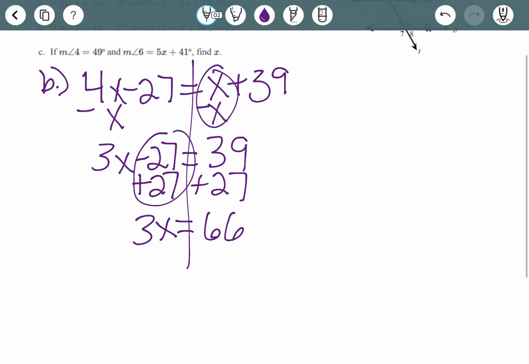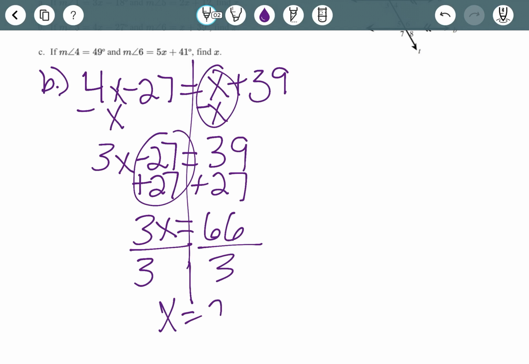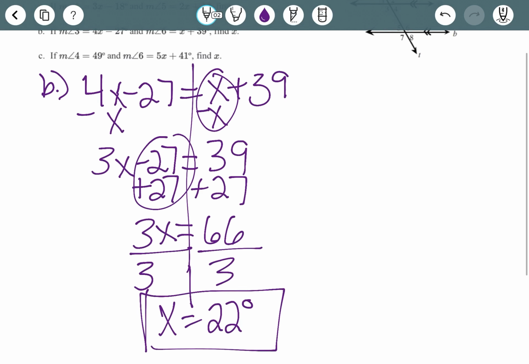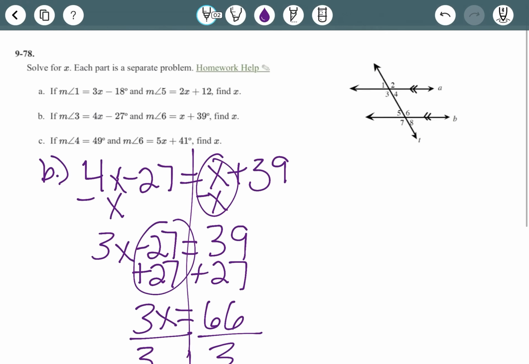All right, and my last step, to get that x by itself, I do want to divide by 3. I'm going to have to do that on both sides. So x equals 66 divided by 3, and when we divide 66 by 3, we get 22. Make sure you do put the degrees symbol above that. I do think I forgot to do that in the last one, but since we were talking about angle measurements, we do want to make sure we have that degrees symbol.